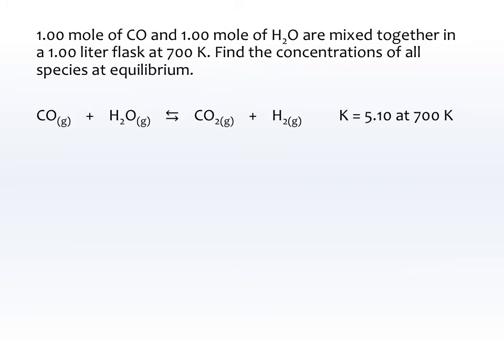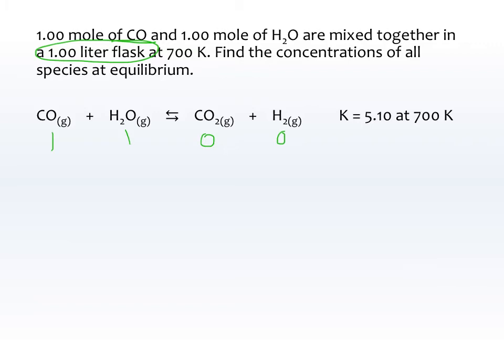1 mole of CO and 1 mole of H2O are mixed together in a 1 liter flask. Since it's a 1 liter flask, that does me a favor and I don't have to worry about the concentrations; they are the moles and then we're done. So initially, there's 1 mole of CO and 1 mole of H2O. CO2 and H2 are both going to be 0. And that's it. We're not given any other information.